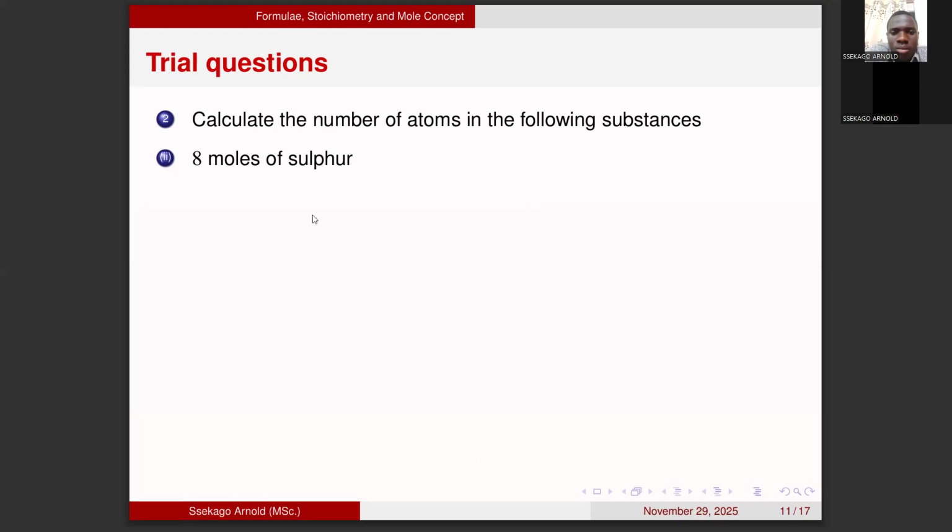So what do we use here? You have to know, what am I given? I am given moles. What do I want to find? I want to determine the number of atoms or number of particles. And to move from moles to particles, what relation do I employ?